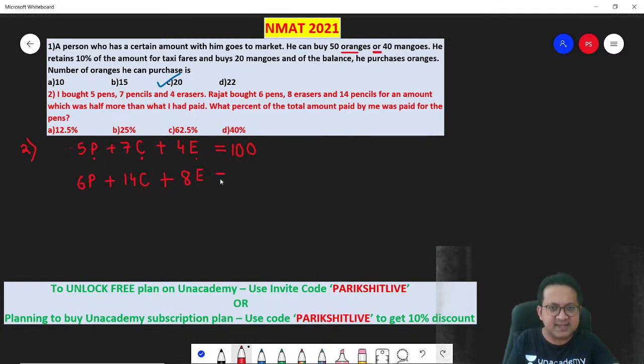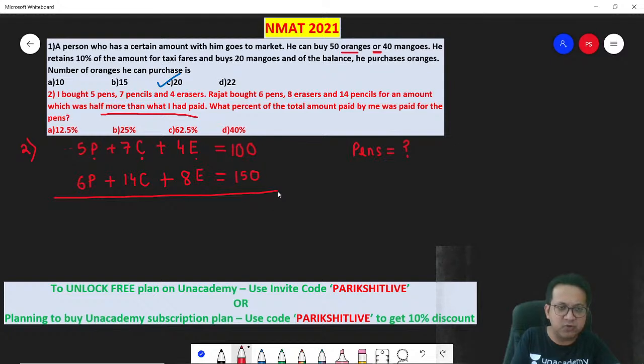Then they say in the second case, Rajat is buying these items but is paying half more than what I did. So if I paid 100 rupees, this guy is paying half more, he would have paid 150 rupees. The question is asking, what percent of the total amount paid by me was for the pens? You need to determine the total amount on pens.